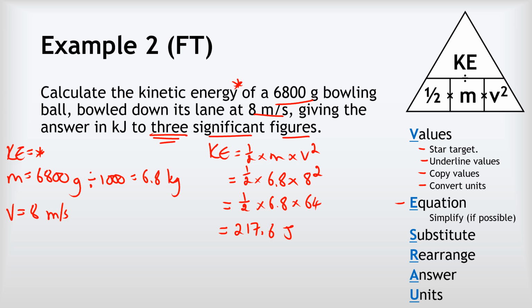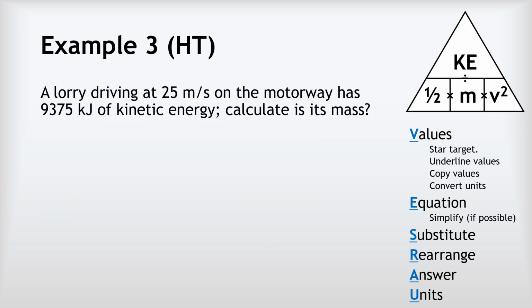So we need to look at our 4th significant figure here. And because that is 5 or more, we're going to round it up. So to 3 significant figures, this will be 218 joules. Bish bash bosh. Okay, example number 3.